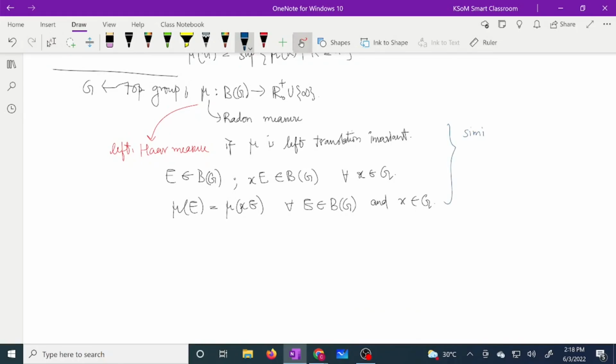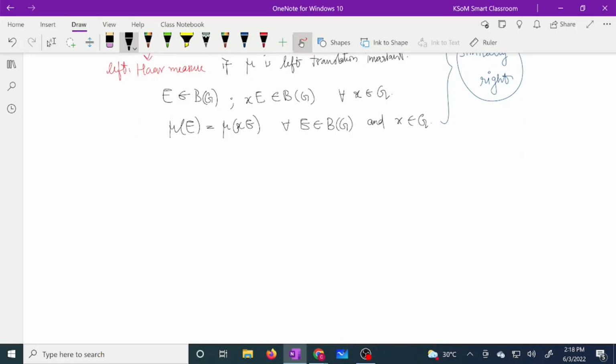Similarly, we can have a right Haar measure. Now we shall get to this in a bit. Although the theory is the same in both the left and right case, the actual Haar measure that you get might not be the same. So that might be different. We will see examples of such cases, and most probably not today. We will see them tomorrow.